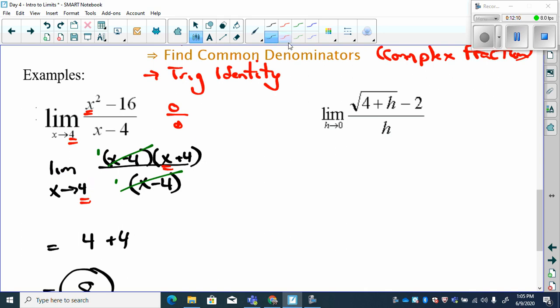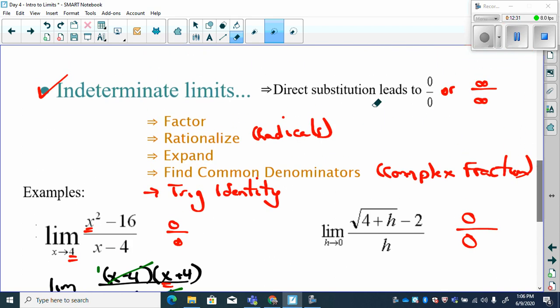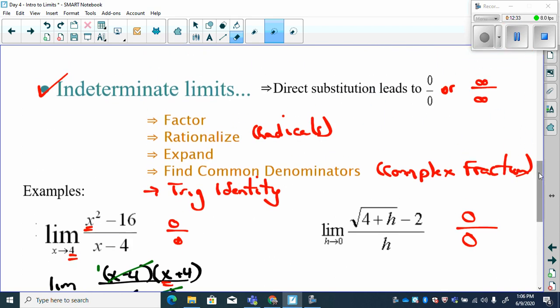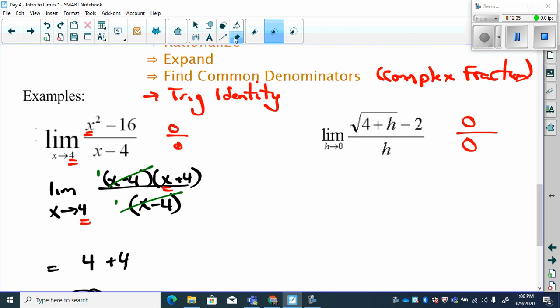All right, here's another example. If I fill a 0 in for h, okay, 4 plus 0 is 4. The square root of 4 is 2. 2 minus 2 would give me 0 over 0. That is an indeterminate limit. Okay, direct substitution leads to 0 over 0. That's this situation.